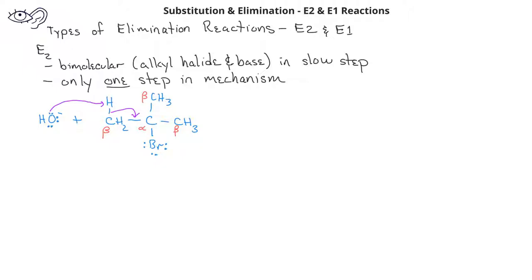Simultaneously, the pair of electrons in the bond between the carbon and the leaving group will be donated to the leaving group. The result is an alkene and water, and in this case, a bromide ion as the leaving group.